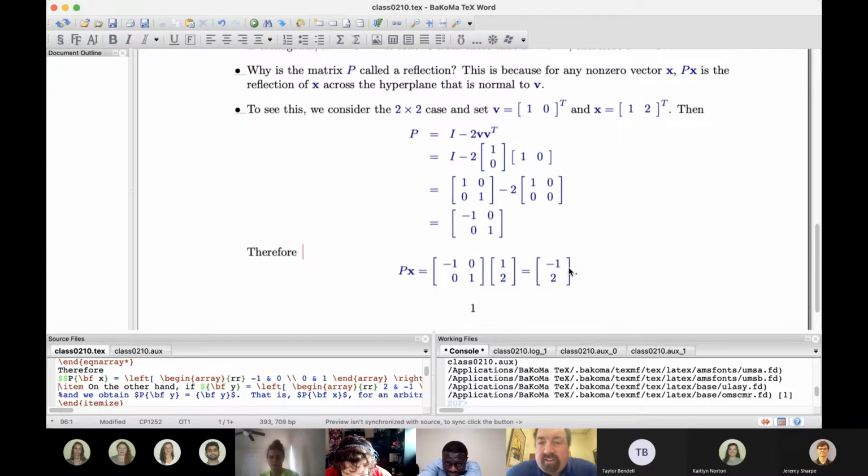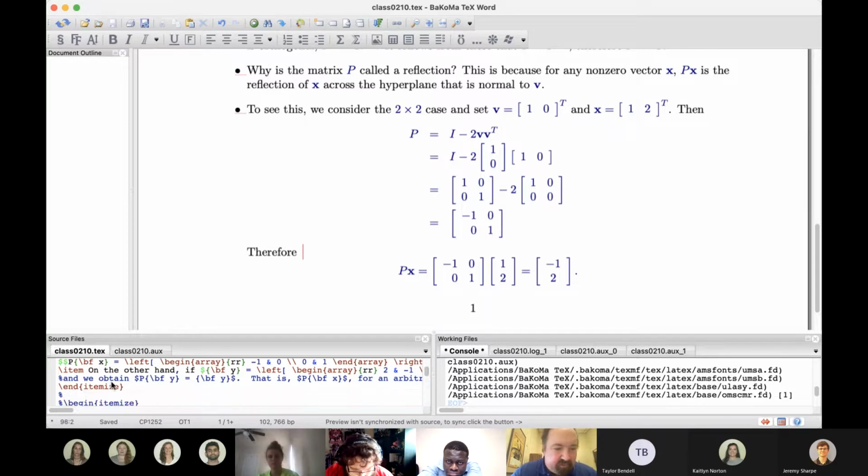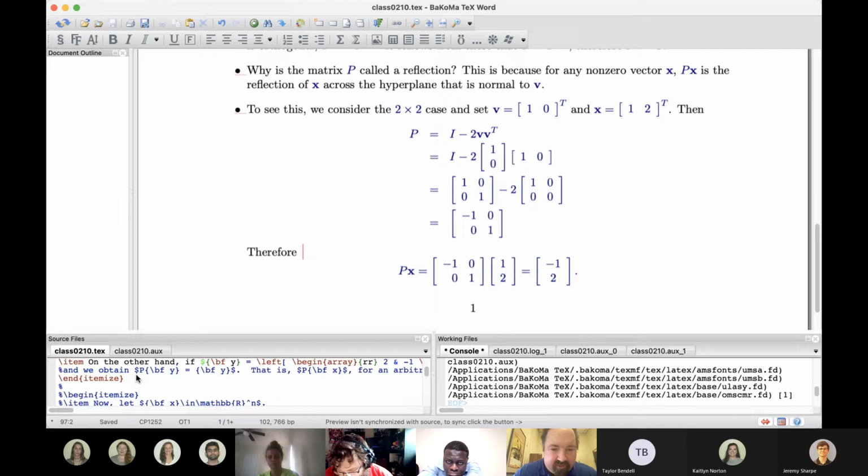So the vector x is reflected across the y-axis, which is orthogonal to v. So you see that's a reflection in that case.